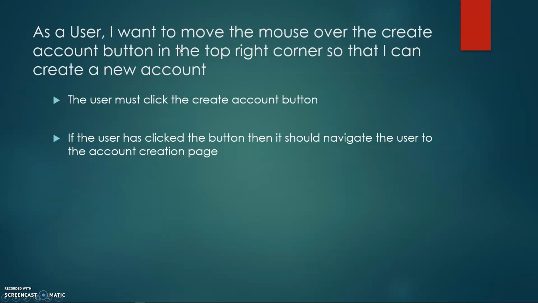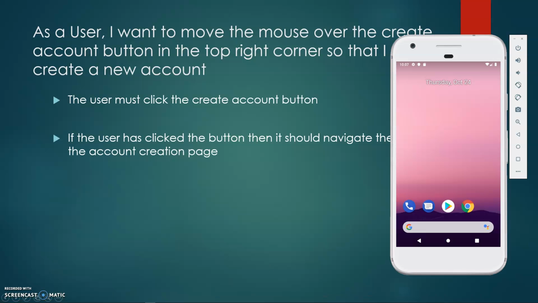So as a user, I want to move the mouse over the create account icon in the top right hand corner so that I can create a new account. The user must click the create account icon button. If the user has clicked the button, then it should navigate the user to the account creation. So I'm going to go ahead and pull up the phone, and I will boot up the program.